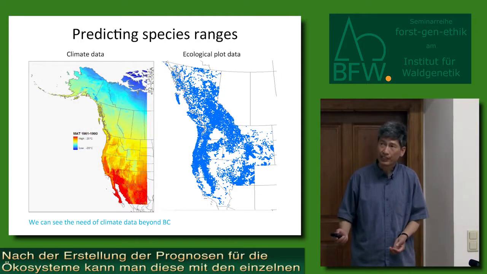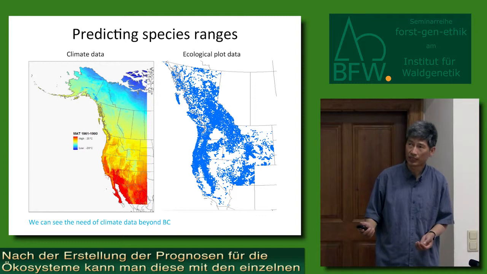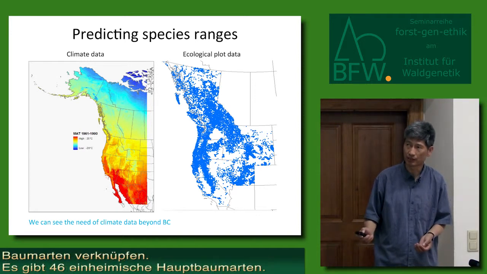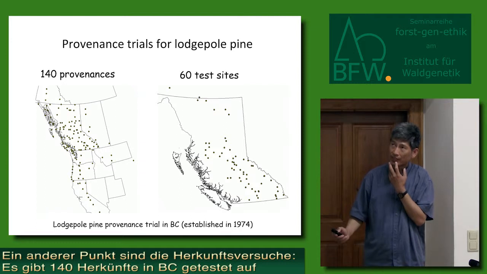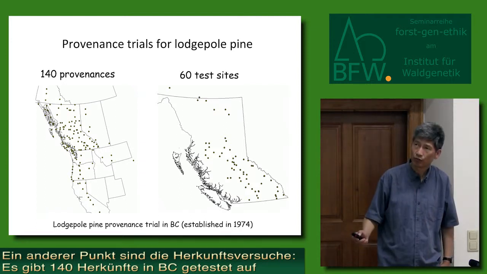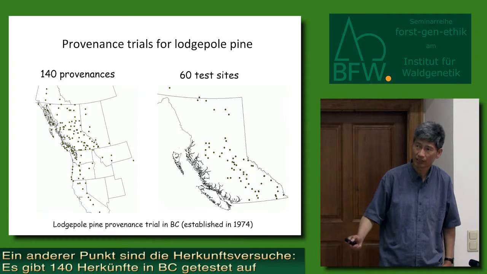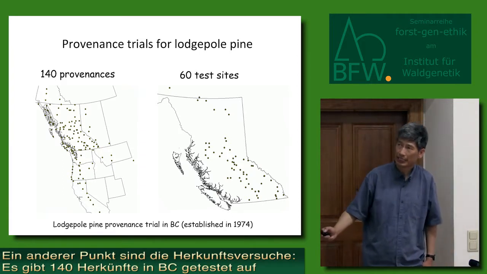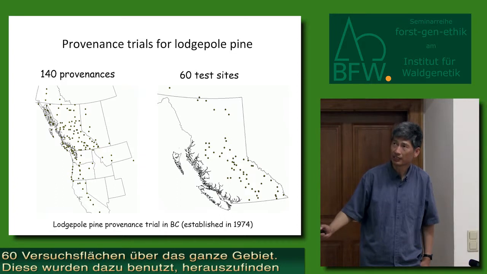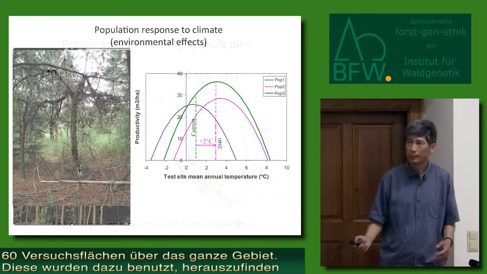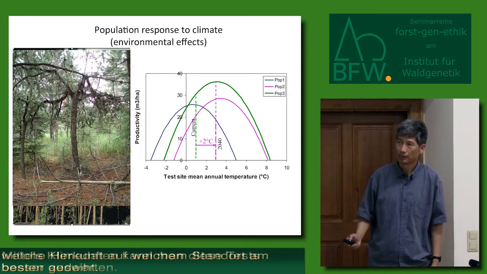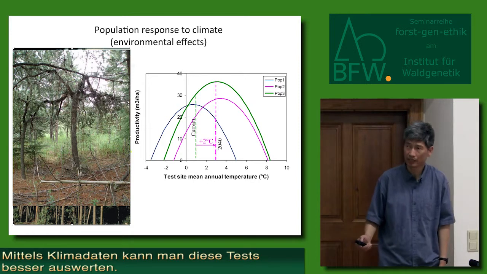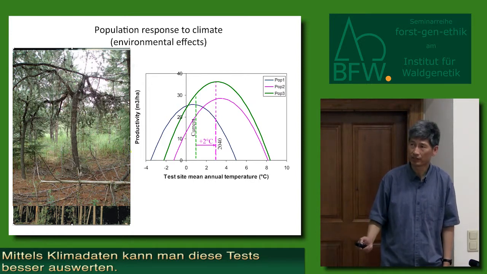After we project the ecosystems, we can associate the species with these ecosystems. There are 46 native major species. Another thing is the provenance trial. There are over 140 provenances range-wide, tested in BC at over 60 test sites. This has been used to identify which provenance is good for each site. But with the climate data available, we can make more use of these tests.